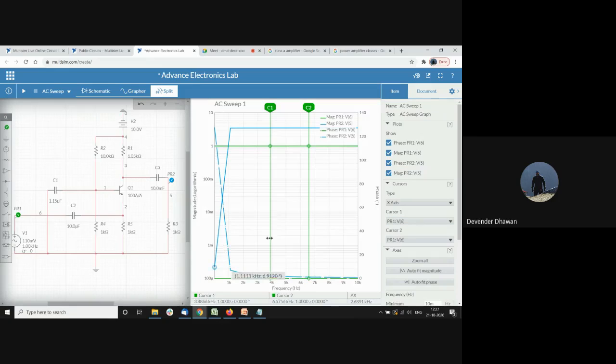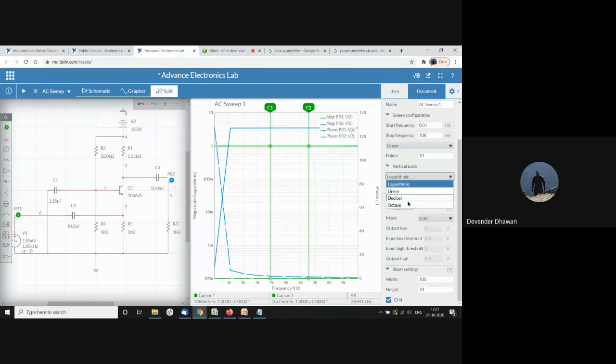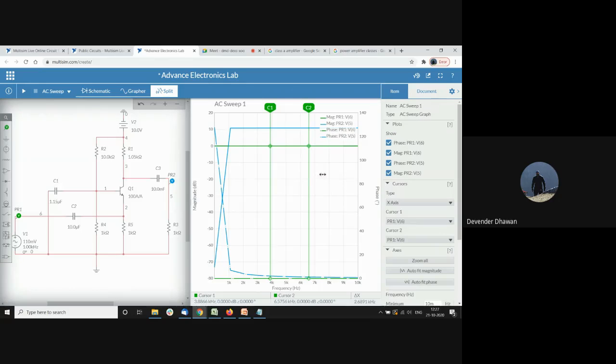The change I made here is linear, not decade. So logarithmic scale, linear scale, decibel scale, we can also change. Logic level, sheet width, and whether I want a grid or not. Let's see if I don't. So all these things can be done, and these will help us in the analysis of our result. This is something that you can always look into.